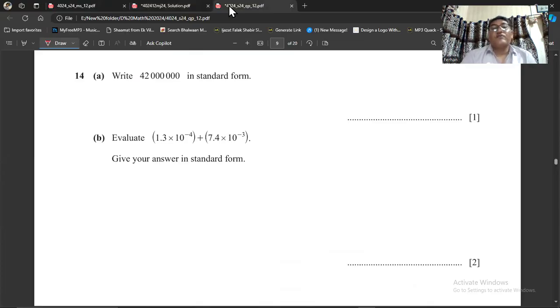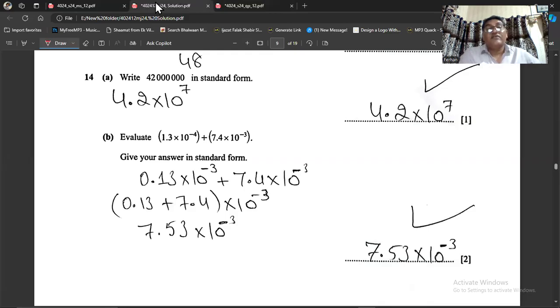Then we have question number 14, B part. Evaluate 1.3 times 10 to the power minus 4 plus 7.4 times 10 to the power minus 3. So we have to have the same power. If I move this decimal one step here, this will become 1 positive, so it will become minus 3. Then I can take 10 raised to power minus 3 common.